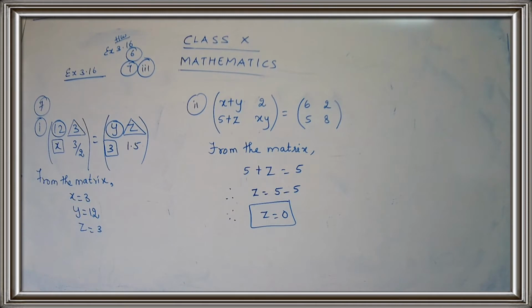So actually we have to find three unknowns. We have to find the value for x, the value for y, and also the value for z. So we took the element in such a way that it had only one variable. So I took 5 plus z is equal to 5, and when we solved, we got the answer z is equal to 0. Okay, now let's go for the next one.